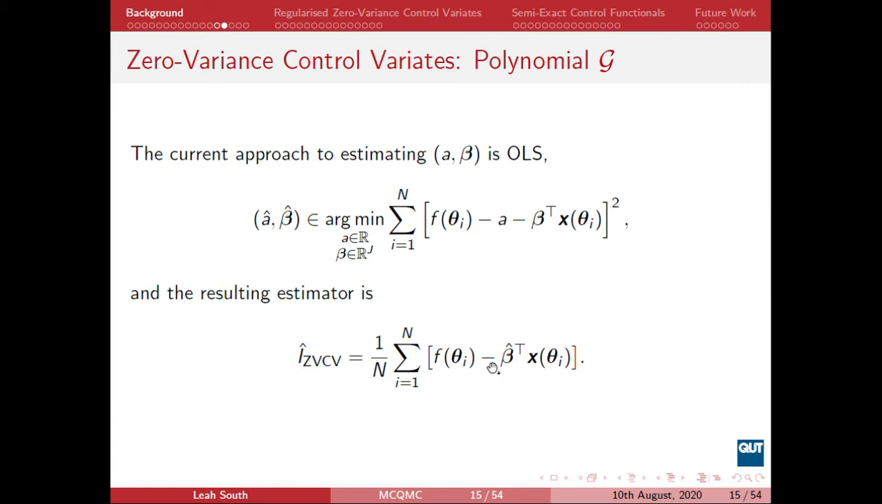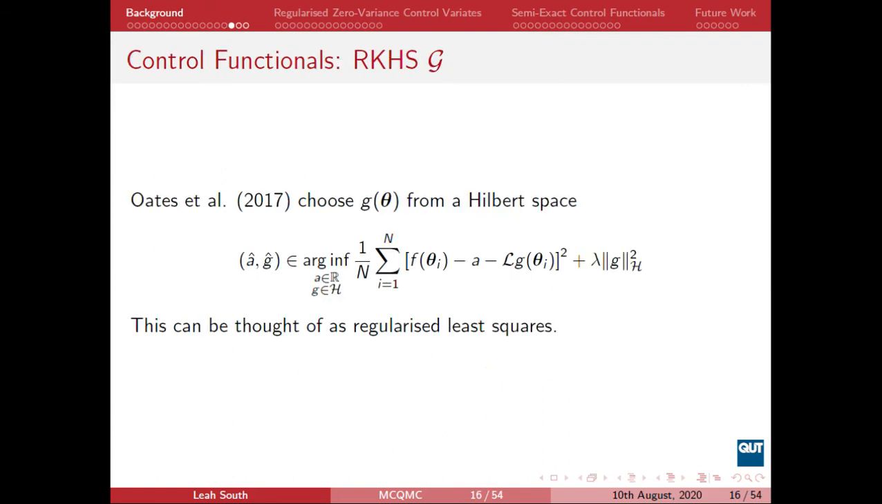Okay, and the other approach that's really popular is from Chris Oates' 2017 paper on a method called control functionals. So what they do is, instead of choosing g to be a polynomial, they choose g to be from a reproducing kernel Hilbert space. So the formula for how you do the optimization looks similar in some ways, but g here is from an RKHS, and there's a regularisation term here on the end, so you can think of this as regularised least squares.